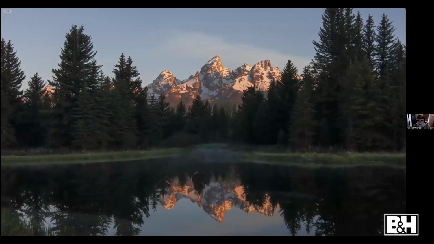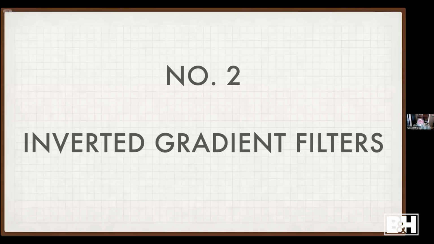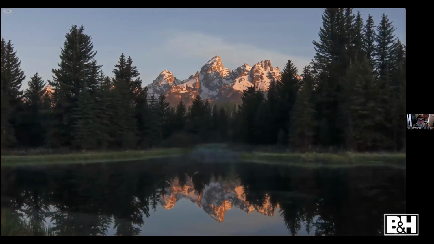And so this is a good scene where I use the inverted gradient filters. This scene is Schwabacher's Landing, Grand Teton National Park. I don't know if anyone's ever been, but it's one of those iconic views of the mountains. Just a beautiful sunrise spot. When you go there in the morning, this was in the fall, the sun's directly at your back. So essentially you're just waiting for the sun to come up and start reflecting off the mountains. But the problem is the sun hits the mountains first.